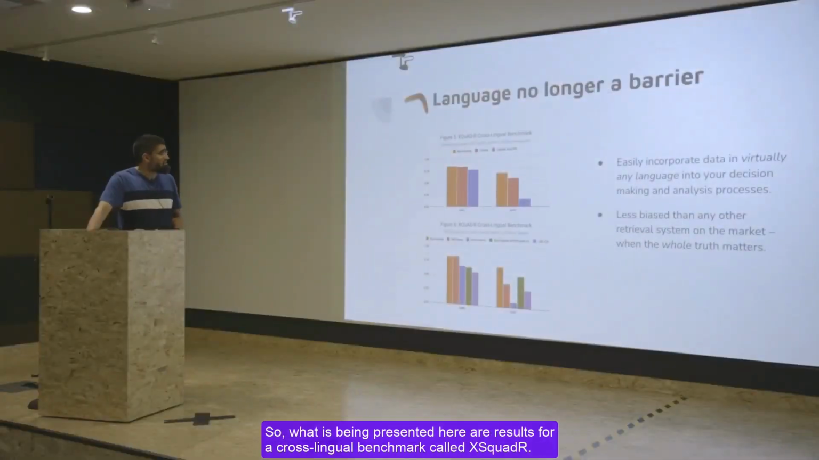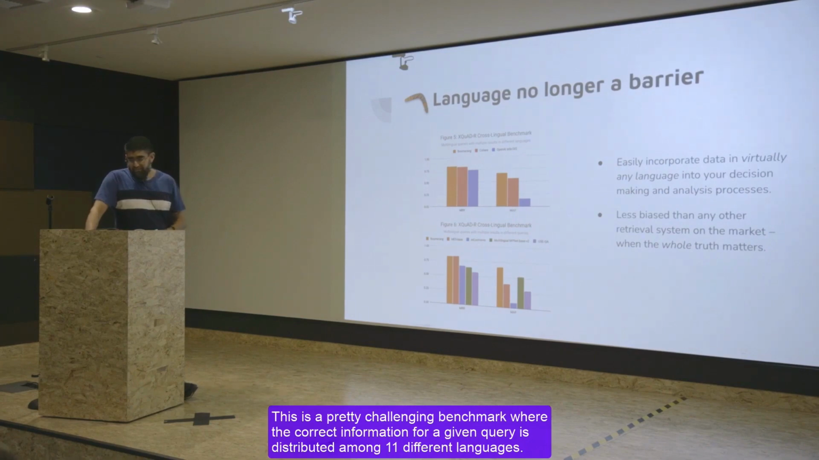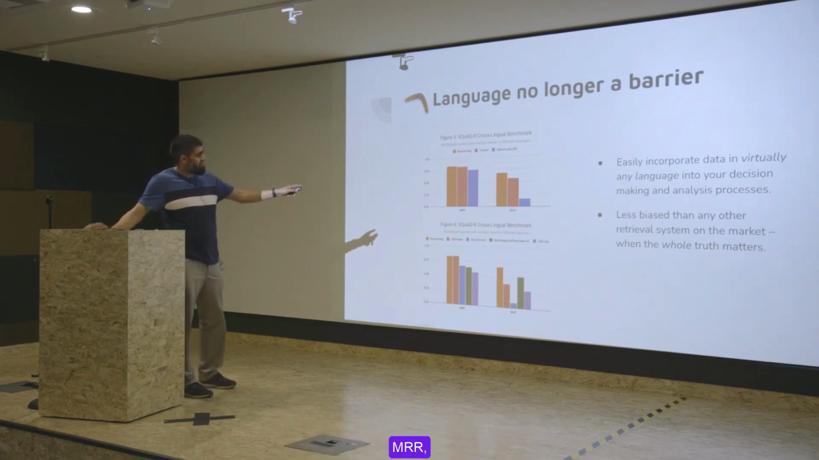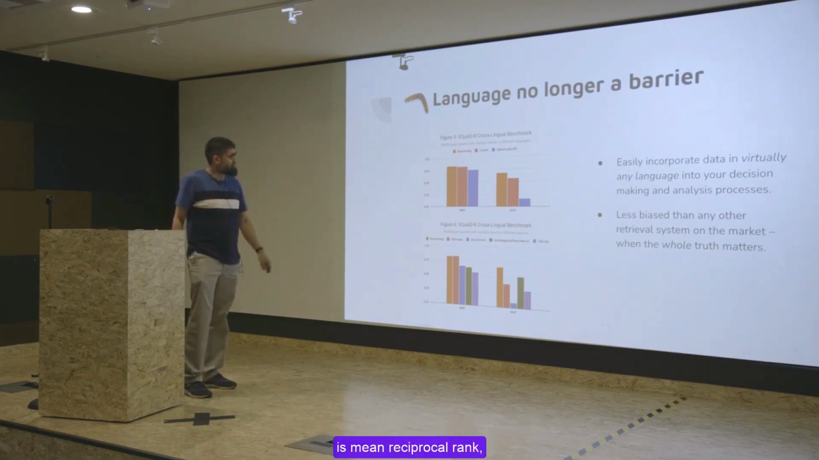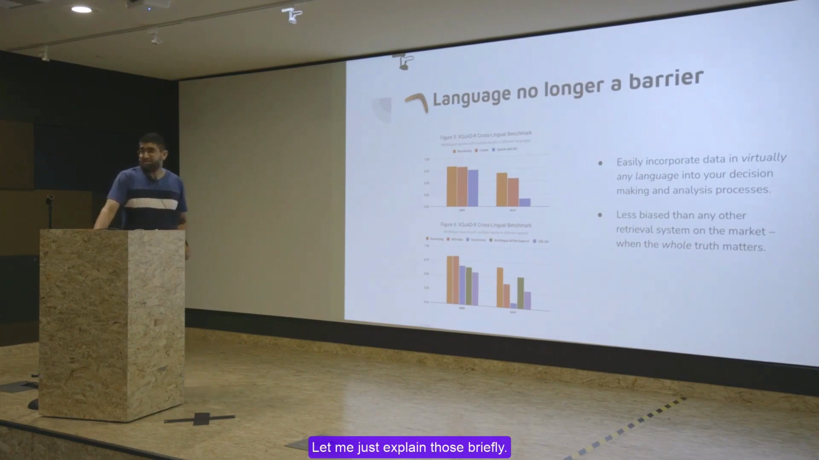Okay, so what is being presented here are results for a cross-lingual benchmark called X squad R. This is a pretty challenging benchmark where the correct information for a given query is distributed among 11 different languages. And there's two key metrics that are being reported here. MRR is mean reciprocal rank, and MAP, mean average precision. Let me just explain those briefly.